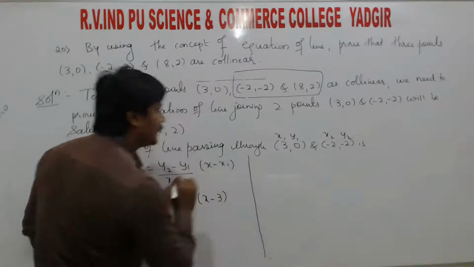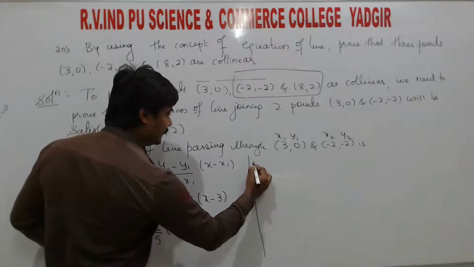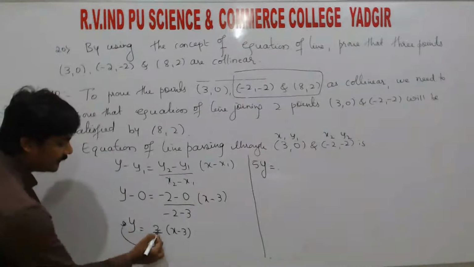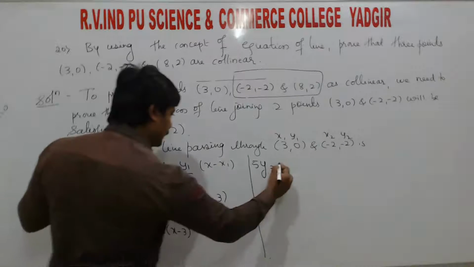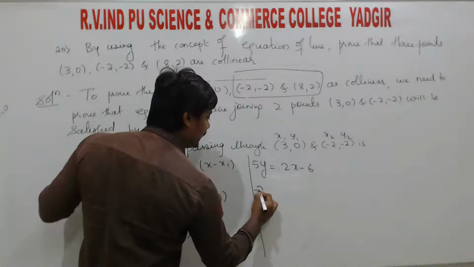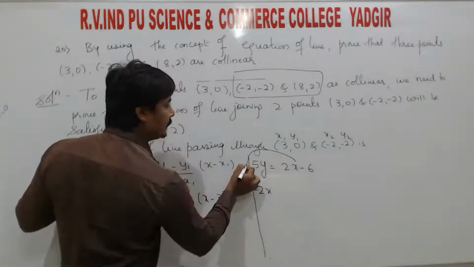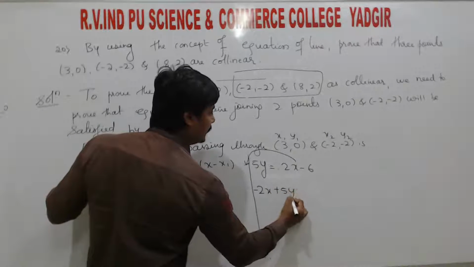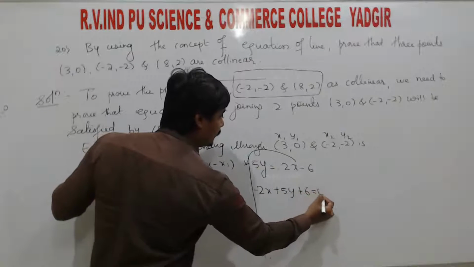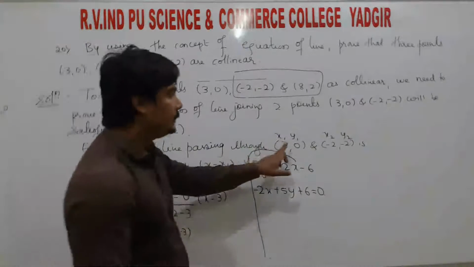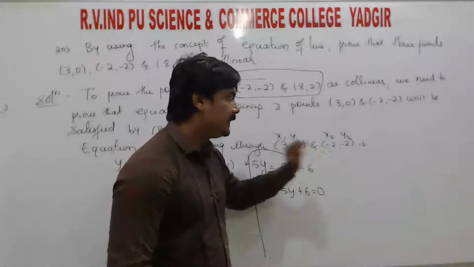So this becomes now 5y equal to, inside the bracket multiply by 2, so this is 2x minus 6. If I take to the left side, minus 2x plus 5y plus 6 equal to 0. Okay, so this is how we find the straight line passing through these two points.